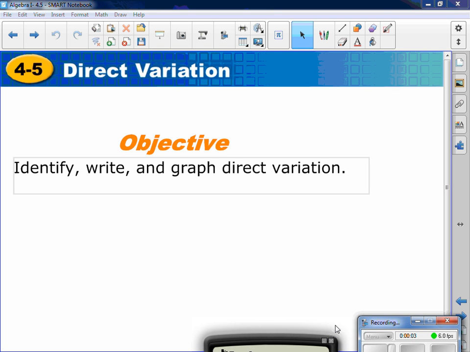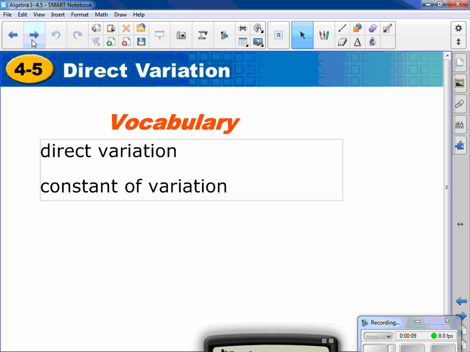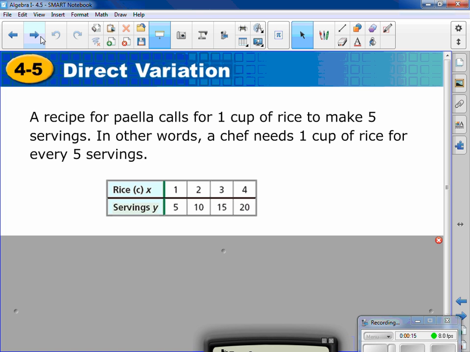Today's lesson we're going to talk about direct variation. Two big things we're going to talk about are direct variation and the constant of variation. Here's an example of something with direct variation.